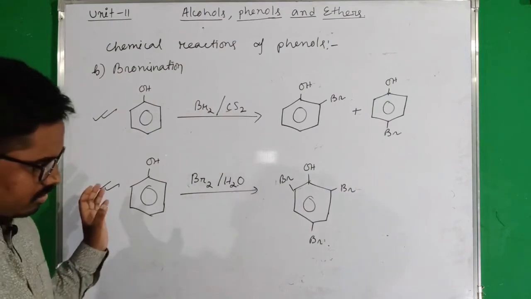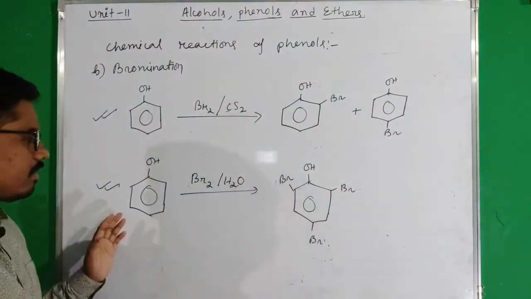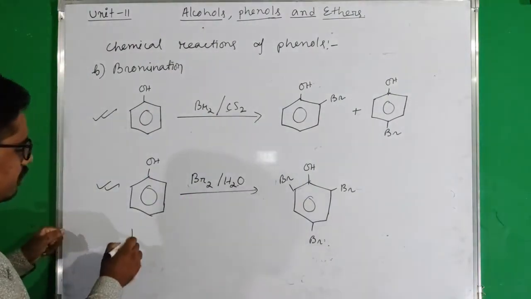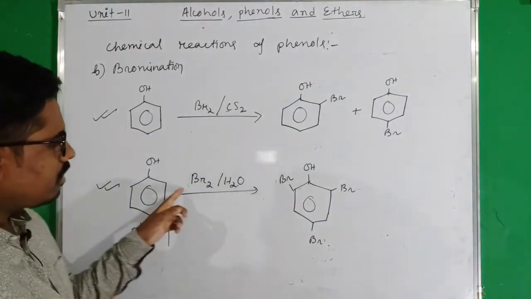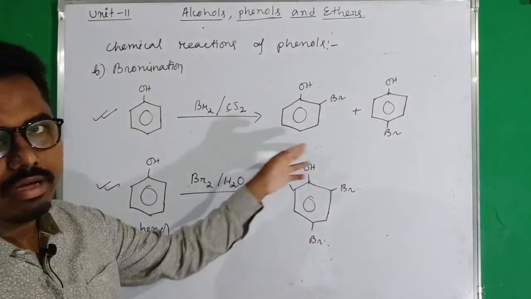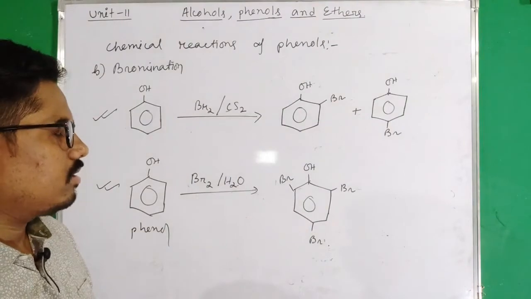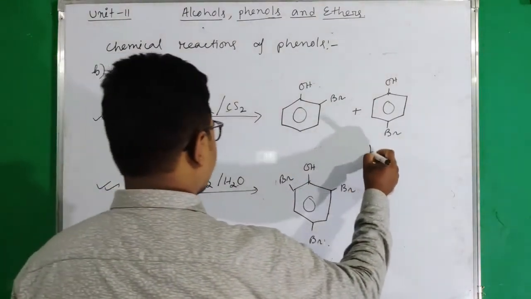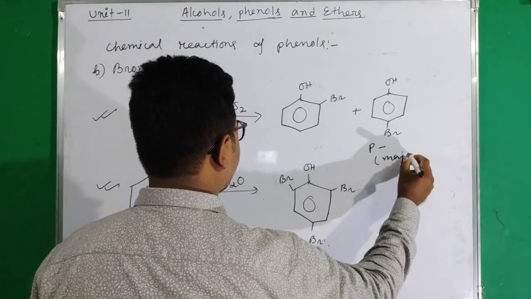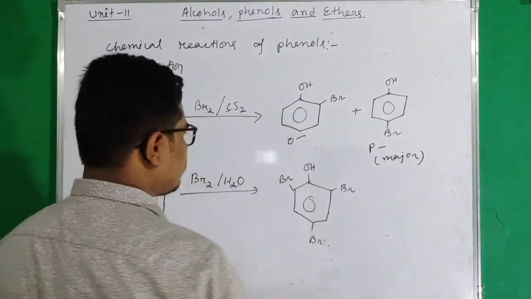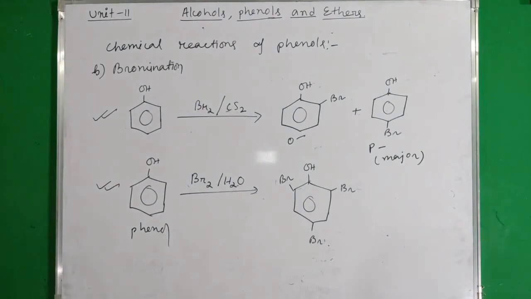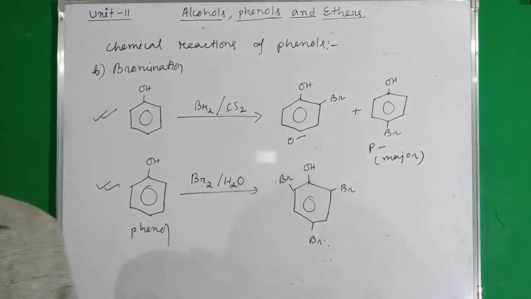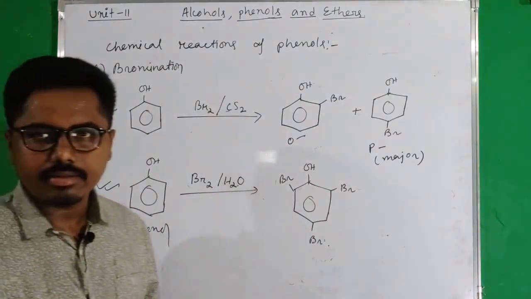Okay, so questions asked like complete the following reaction. Phenol is given along with bromine water, and what is the product? So you have to write this product. Okay, and always remember that this para product is major product. Always para product is major product and ortho product is minor product. Okay, so we have again studied about bromination of phenol, and now we will study another important reaction of phenol, and that is Reimer-Tiemann reaction.